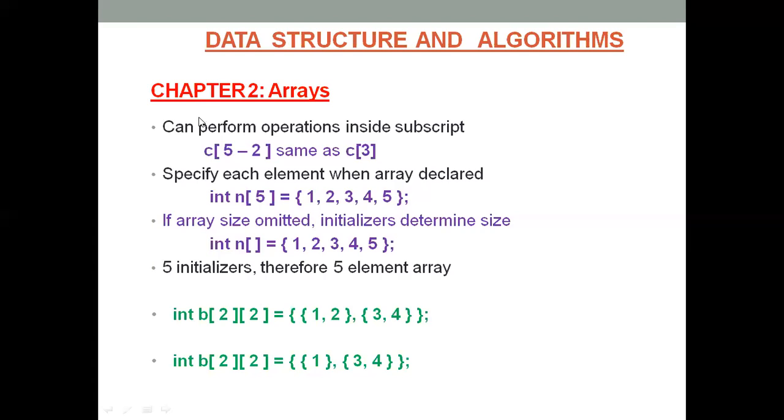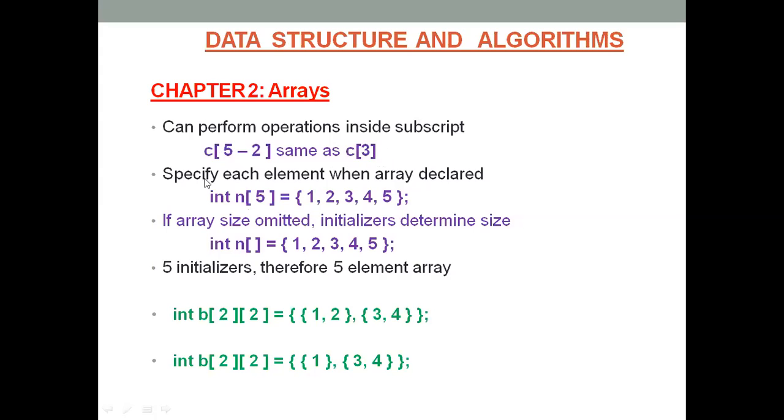So an array can perform operations inside the subscript. For example, instead of writing C3, you can also write 5 minus 2. So it means that 5 minus 2 is 3. So this is also a correct way, even though we usually write only like this.